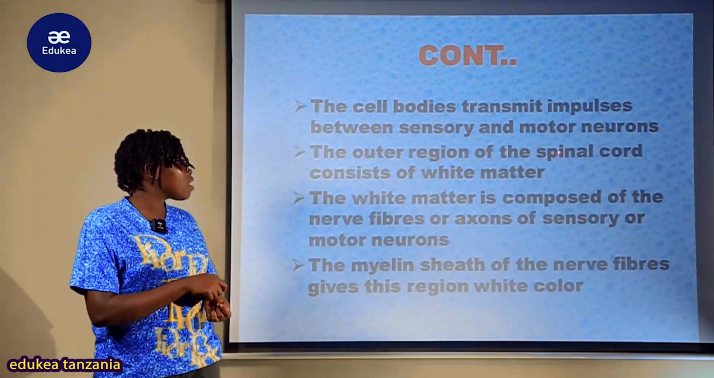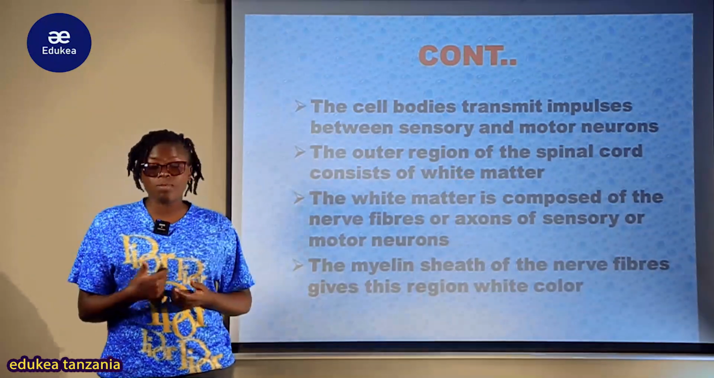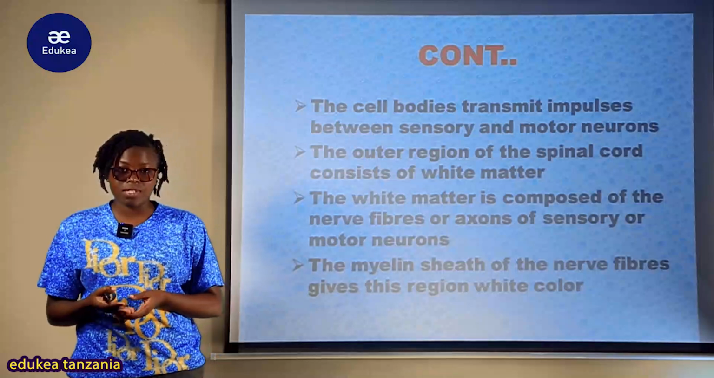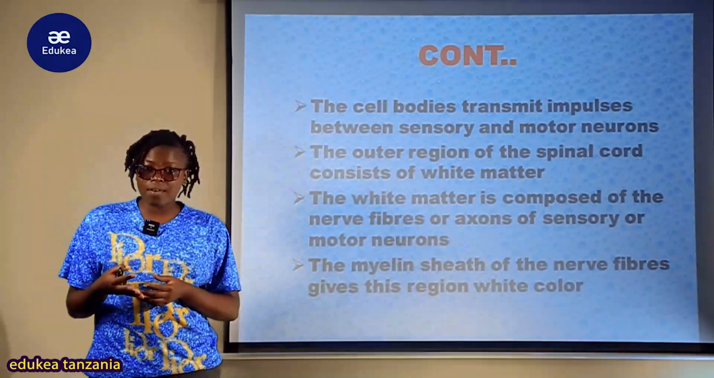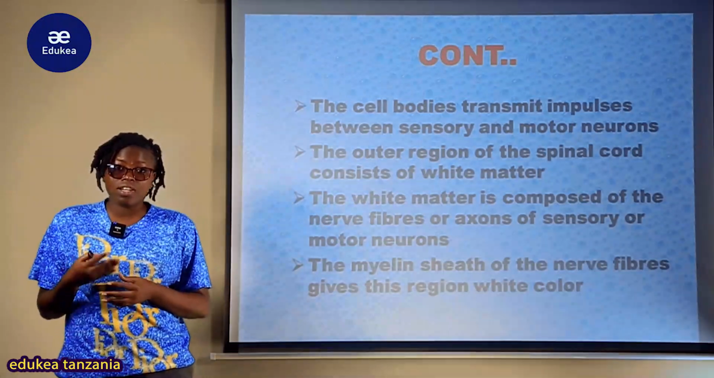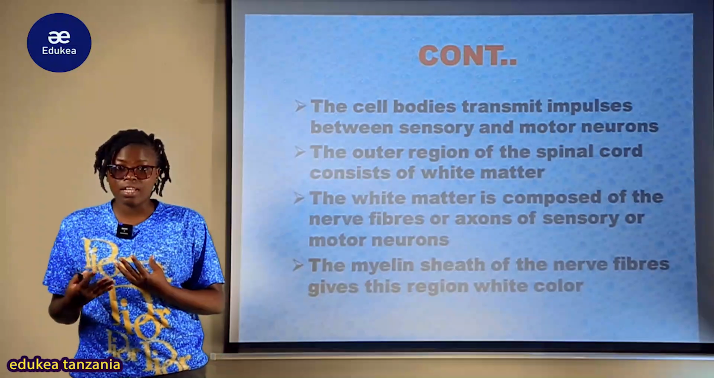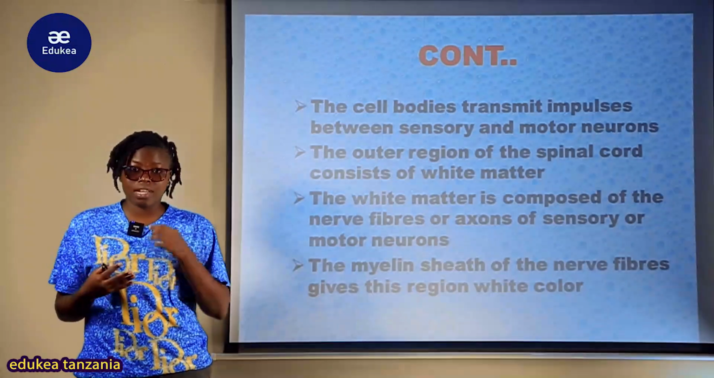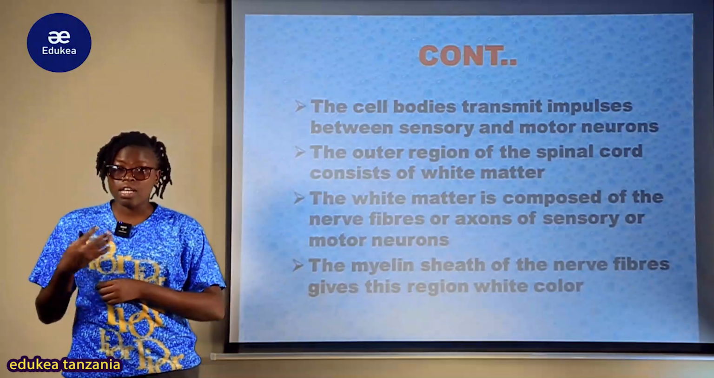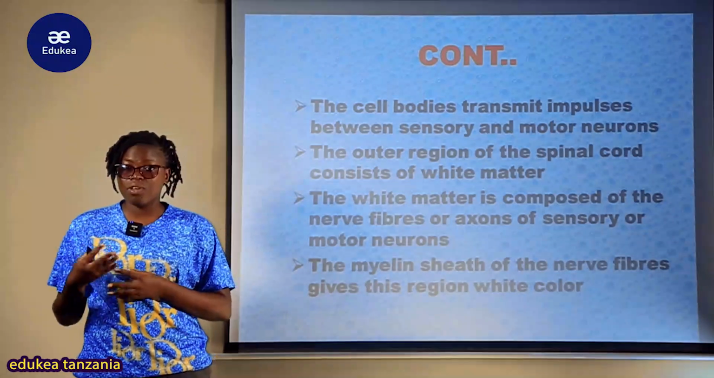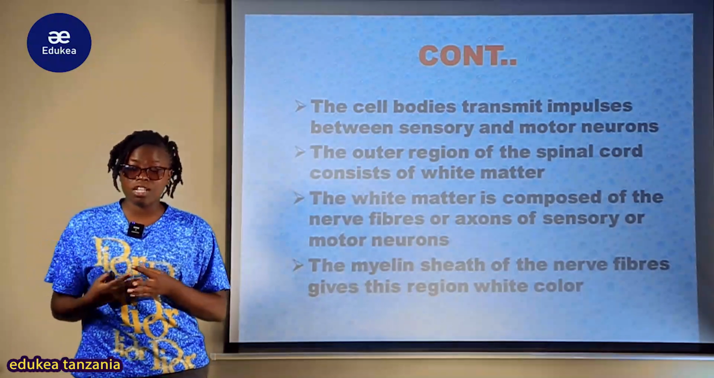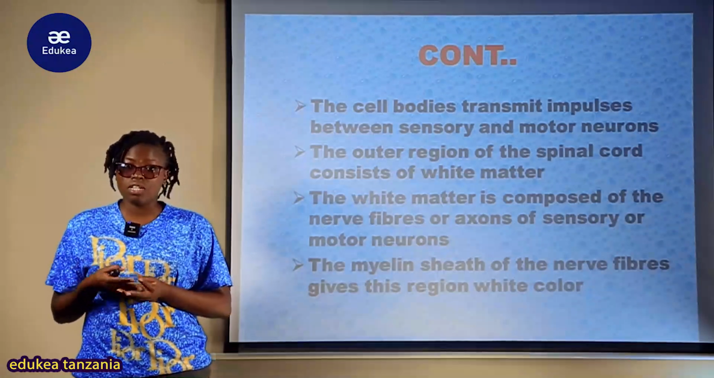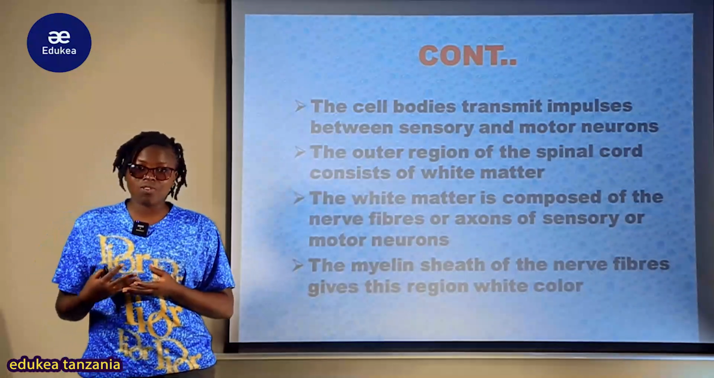The outer region of the spinal cord consists of the white matter. So the outer region of this spinal cord is made of white matter. The inner one is gray matter but the outer is white matter. Why? This is because of the Schwann cells, which help in the synthesis of the myelin sheath. The myelin sheath is proteinous in nature, and its work is to offer insulation and protection to the axon during the transmission of nervous impulses.